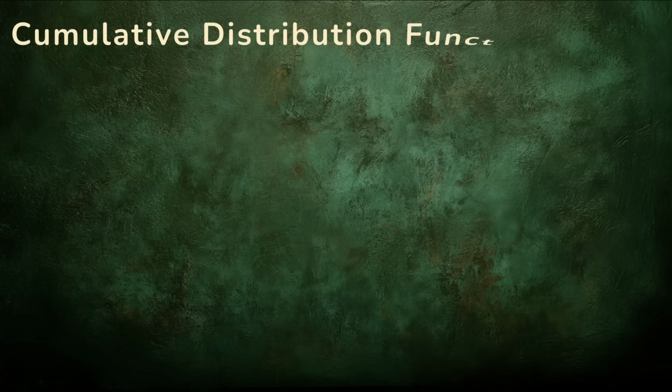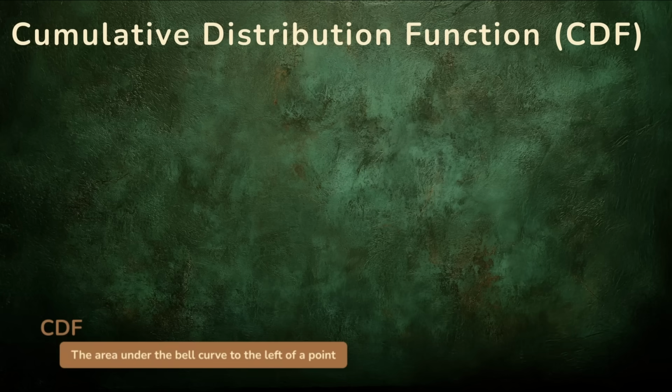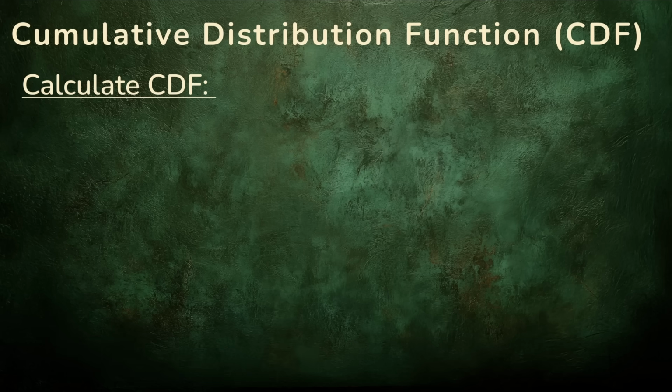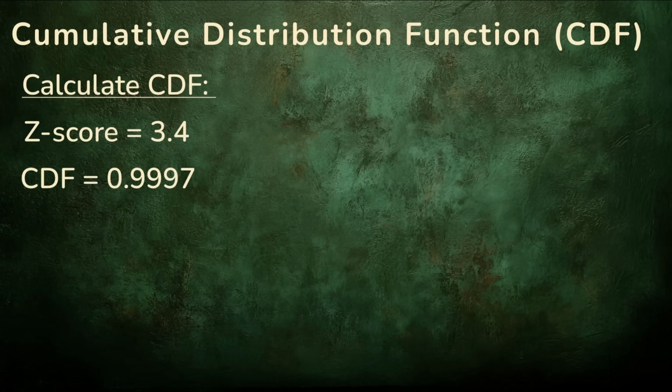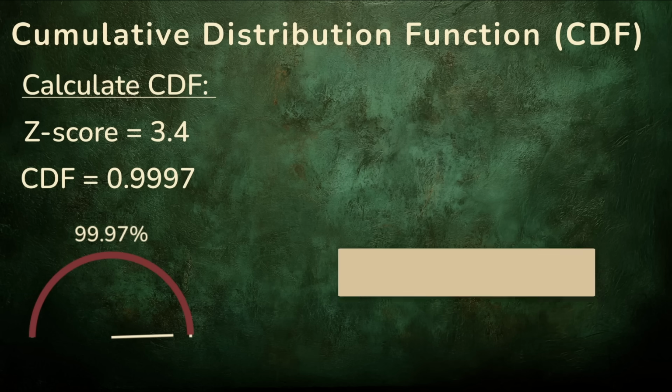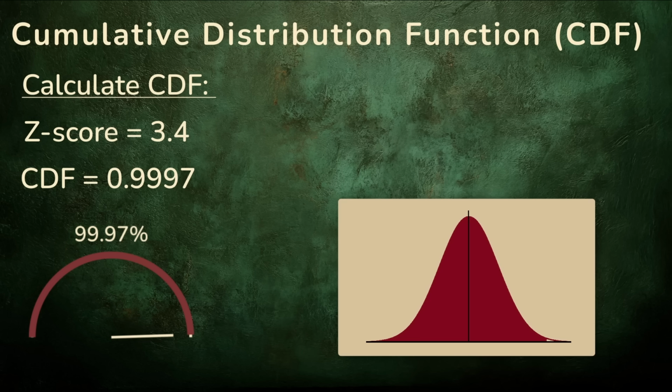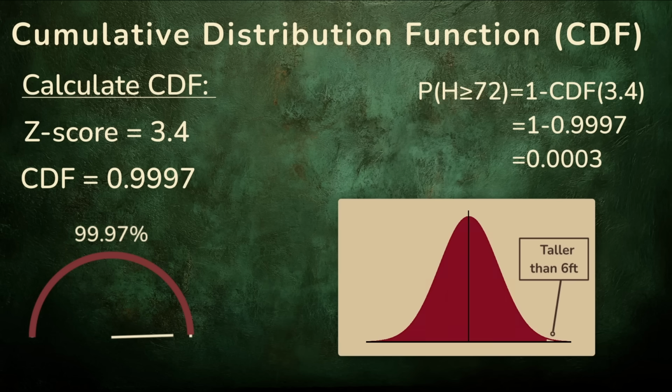Once you have the z-score, you can use a related function called the cumulative distribution function, or CDF. The CDF gives you the area under the bell curve to the left of a given point. In other words, it calculates the integral for you. If we calculate the CDF at a z-score of 3.4, we get about 0.9997. This means that about 99.97% of American women are shorter than 6 feet. But we are interested in the probability of being taller than 6 feet, the area to the right. Since the total area under the curve is 1, we subtract.